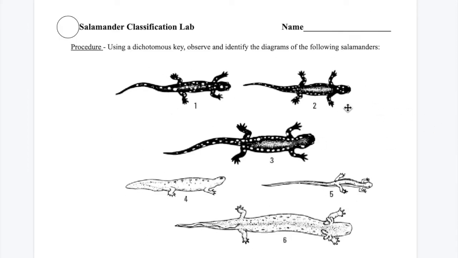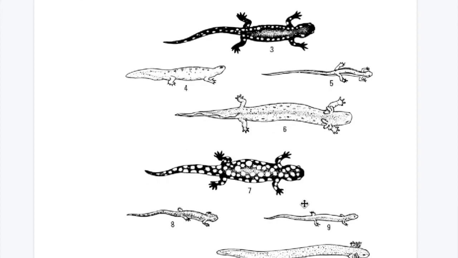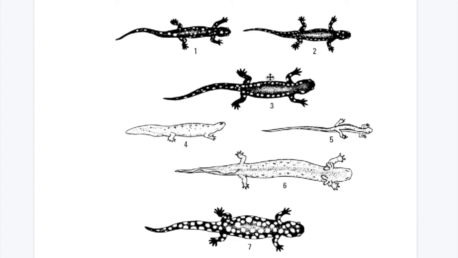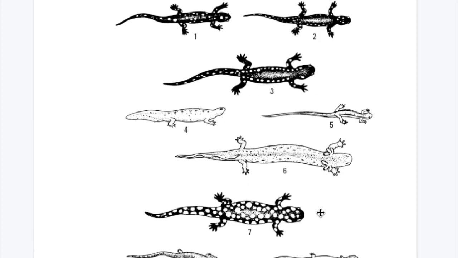Now you're going to go on to salamander 2, and you start at the top of the key again and work your way down to identify. And then you'll go on to salamander 3 and salamander 4. The things to notice that are going to be different are where these dots are located, scattered or in rows, and whether or not it has these little gills. And here you can see at least one without any hind legs.